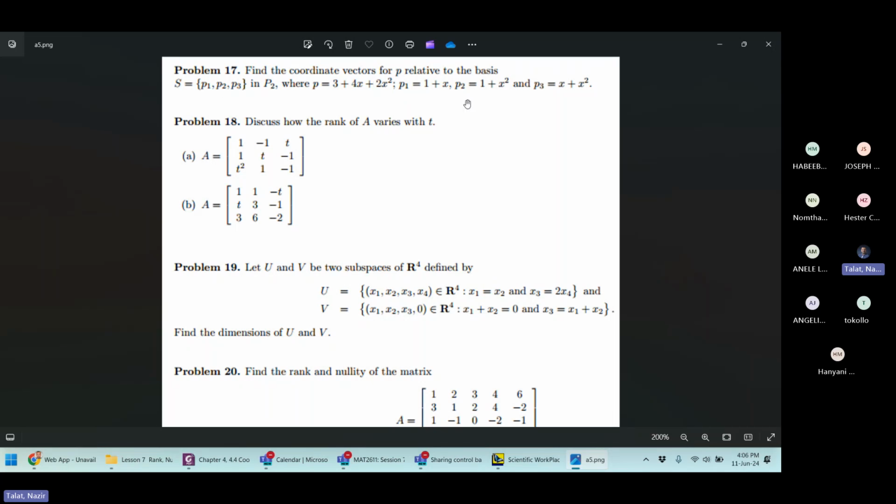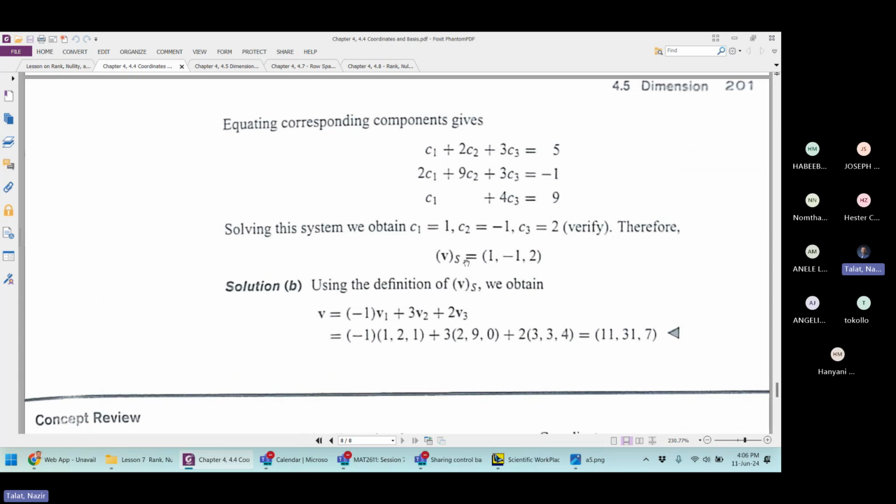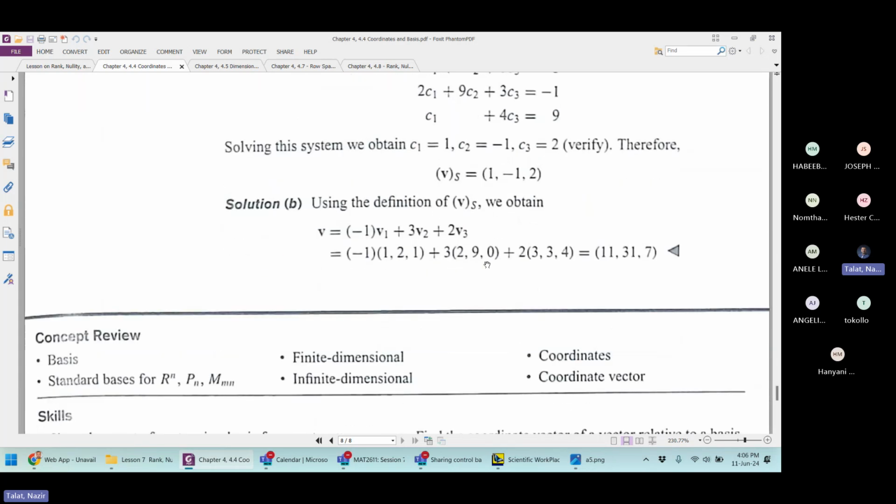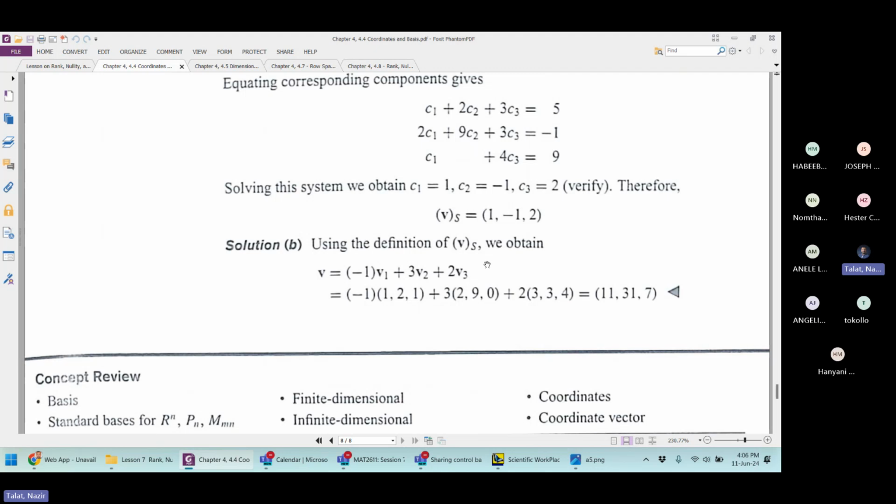So here you just need to write p equal to c1 p1 plus c2 p2 plus c3 p3. Then you need to find the values of c1, c2, c3. That c1, c2, c3 will give you another vector, which is called the coordinate vector of p relative to S, and it is noted with p bracket S, like this. This is the representation of a coordinate vector.